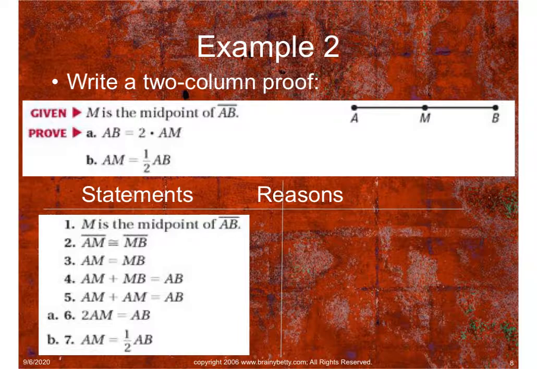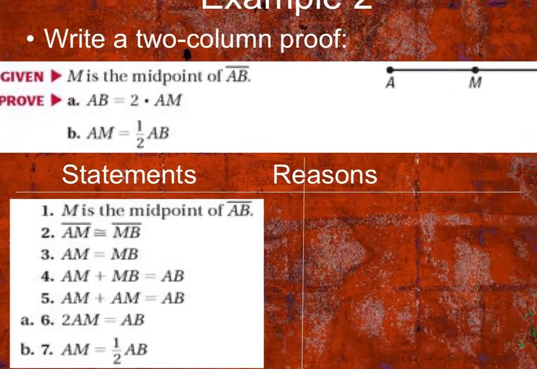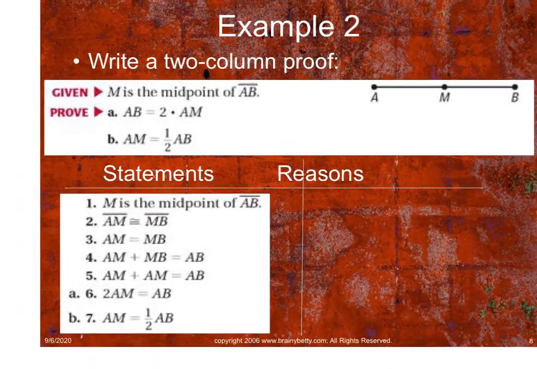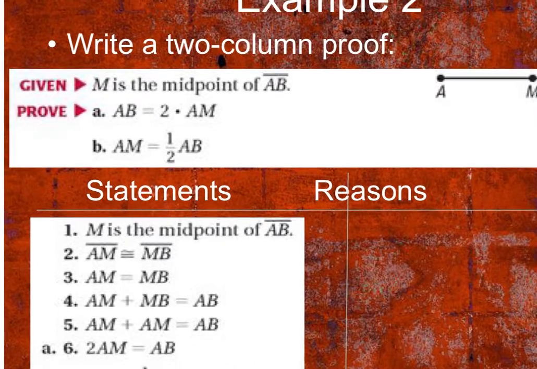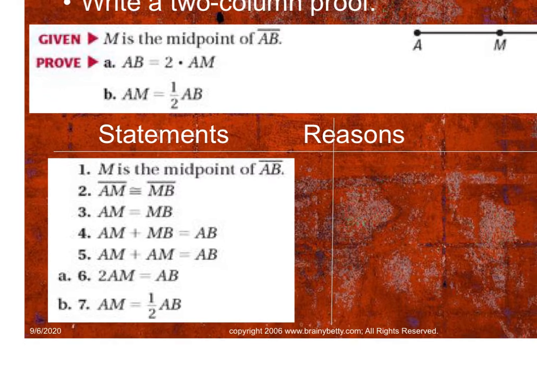Okay. Next slide, example 2. So write a 2-column proof. Same thing, it's giving us all the statements, and we have to come up with the reasons why that's true. So M is the midpoint of AB, and it wants us to prove that AB equals 2 times AM, and it wants us to prove that AM equals 1/2 AB. So it starts with M is the midpoint of AB. That is, number 1 is given.